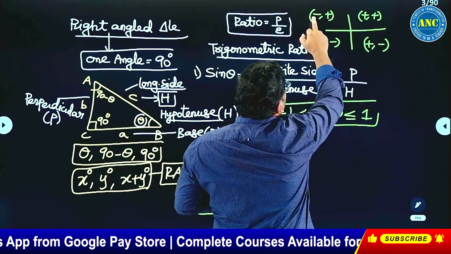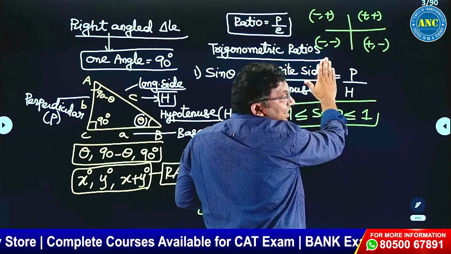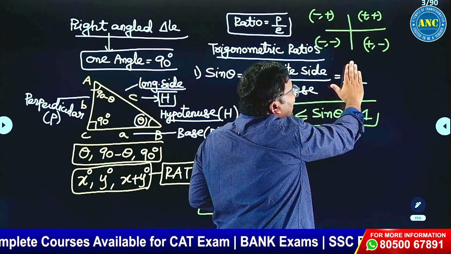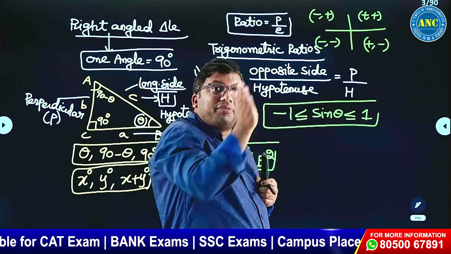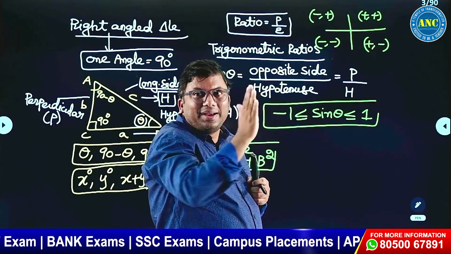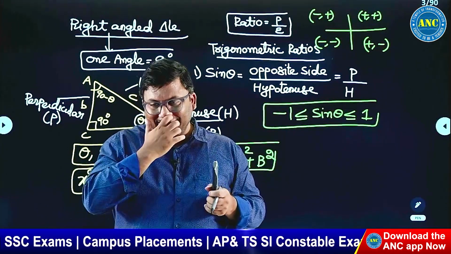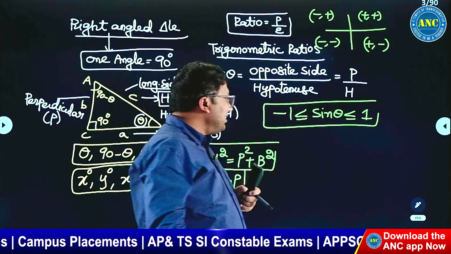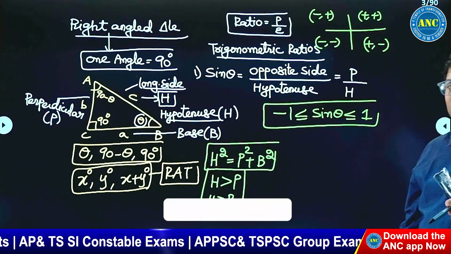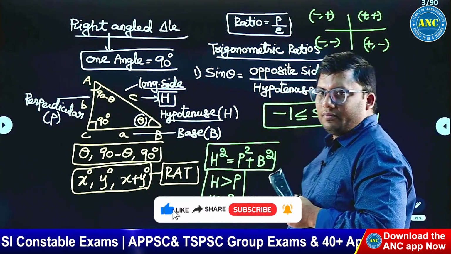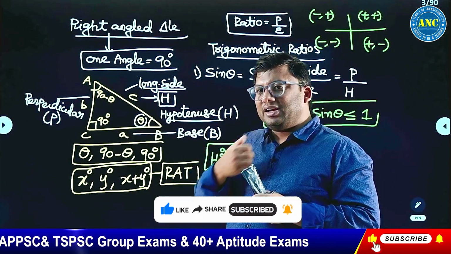This P can take minus, H can take plus. So a minus sign will be there. Already it is not greater than 1. Similarly, a minus sign can be there, right? P can be in the x quadrant, H can be in the y quadrant. Please write down. Sin theta always lies from -1 to 1.